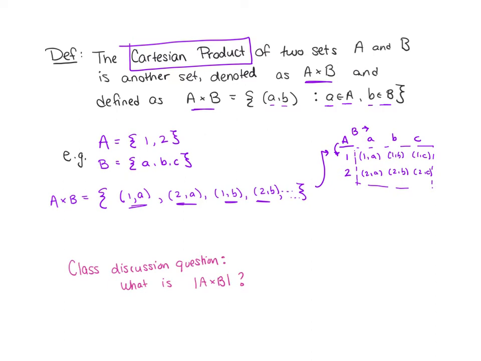So what I want you to think about for class, what we'll start with, is what is the size, what is the cardinality of A cross B, or A Cartesian product B. So think about that, and that'll be one of the questions we discuss at the beginning of class next time.